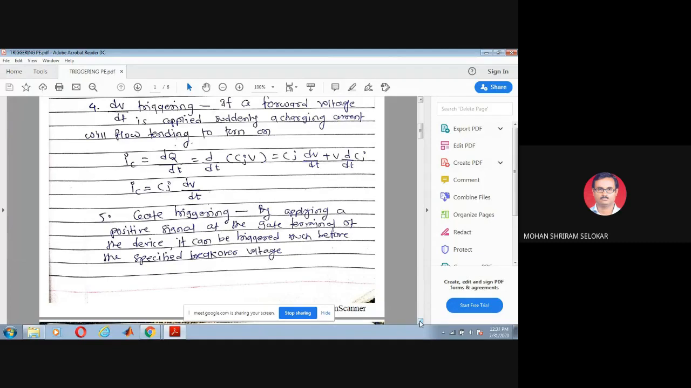The next important method of triggering is called gate triggering, which is used in 99% of applications of power electronics. Okay, so this is a very widely used, very common method, because the gate triggering method is not simple to design, I would say, but it will reduce the requirement of the forward voltage to be applied across anode and cathode. Understand what I'm saying? It reduces the forward voltage requirement.